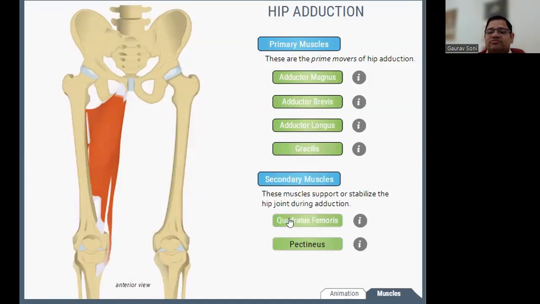Secondary muscles will be quadratus femoris and pectineus. These are small muscles. So this is about the adduction.